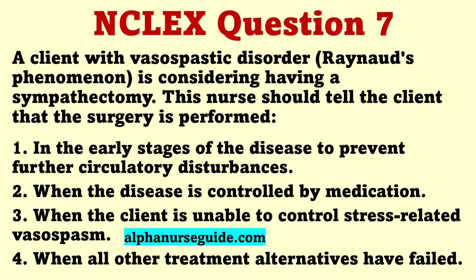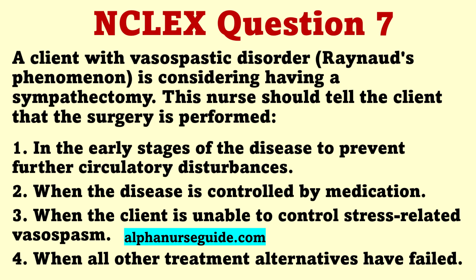A client with vasospastic disorder, Raynaud's phenomenon, is considering having a sympathectomy. The nurse should tell the client that the surgery is performed 1. In the early stages of the disease to prevent further circulatory disturbances. 2. When the disease is controlled by medication. 3. When the client is unable to control stress-related vasospasm. 4. When all other treatment alternatives have failed.